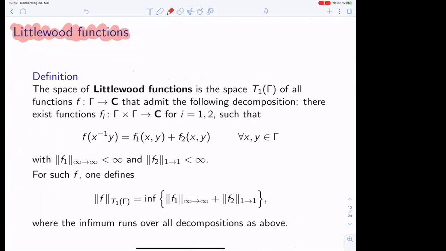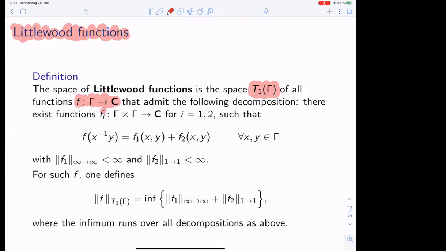So the space of Littlewood functions, first of all, is a space of functions with complex values on the group gamma. It's denoted by T1 of gamma. And the definition is a little bit strange, but I think one needs a little moment to digest the definition, if you haven't seen it before, because it involves some interpolation of two different norms that you can put on convolution operators.